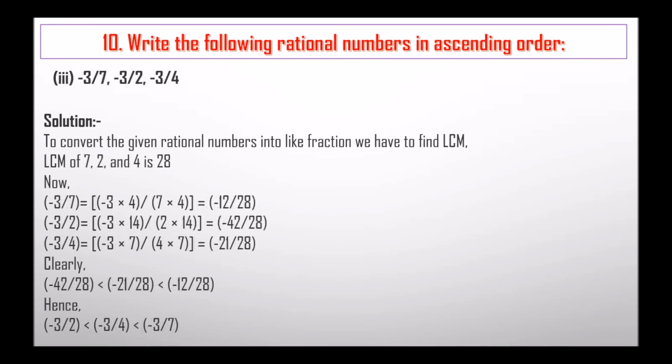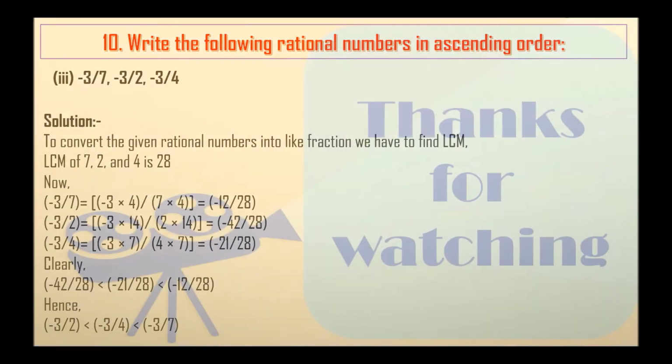Minus 3 upon 7, minus 3 upon 2, minus 3 upon 4. First we will convert them into like fractions. So the LCM of 7, 2 and 4 is 28. So we will get minus 12 upon 28, minus 42 upon 28, minus 21 upon 28. So ascending order is minus 42 upon 28, minus 21 upon 28, minus 12 upon 28. That is minus 3 upon 2, minus 3 upon 4, minus 3 upon 7.